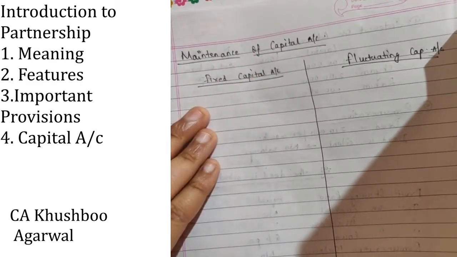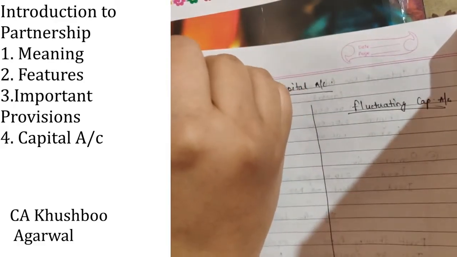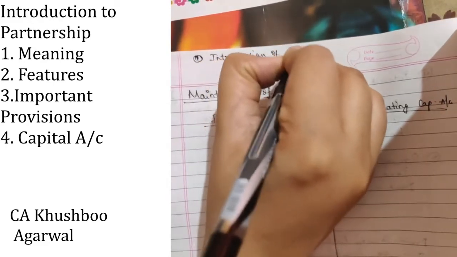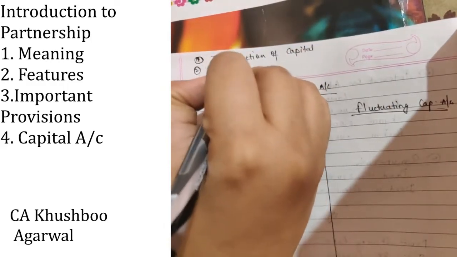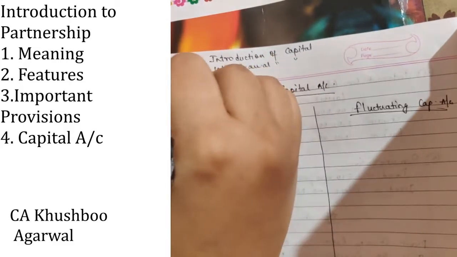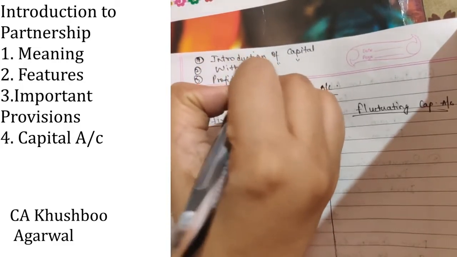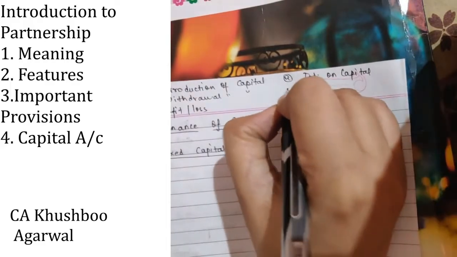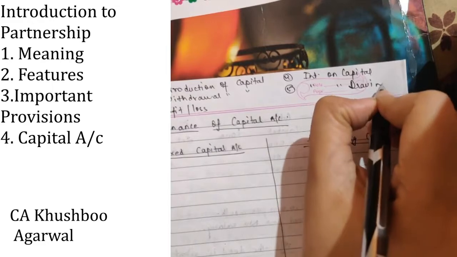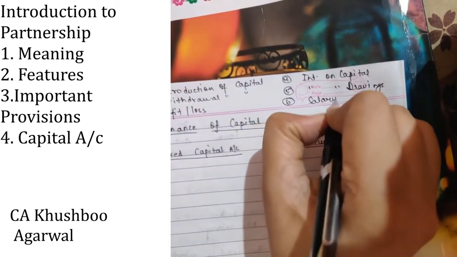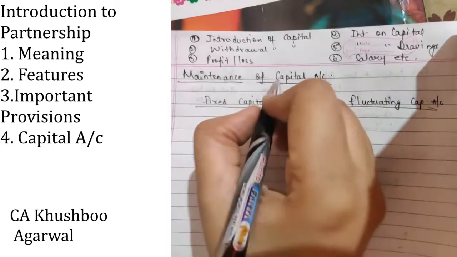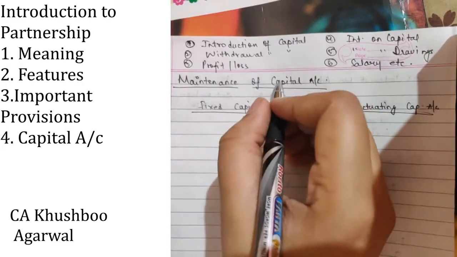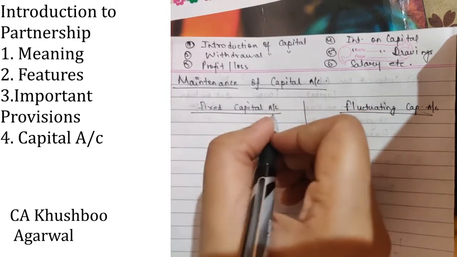Now what does fixed capital account mean? In a capital account, the following types of transaction can take place: introduction of capital, withdrawal of capital, profit or loss of the partner, interest on capital if any, interest on drawings, salary, etc. So capital is basically all the transactions other than loan that have been done with the partners and all the entitlements of the partner.